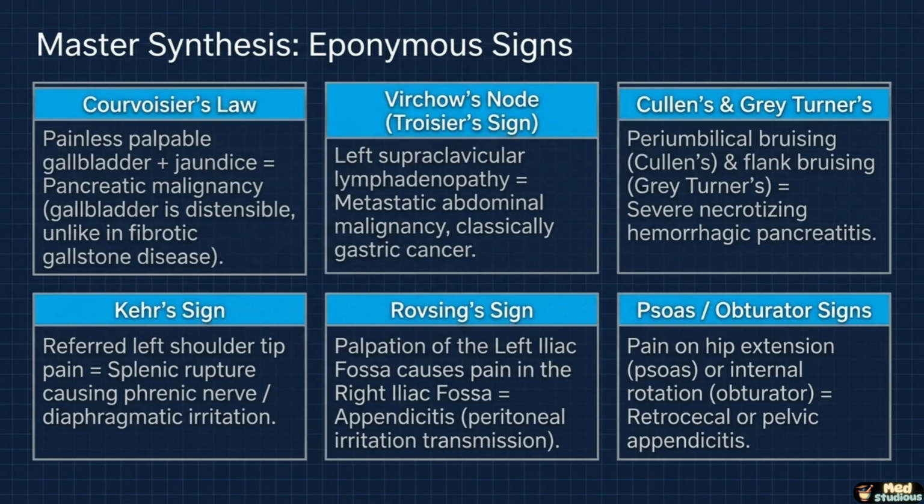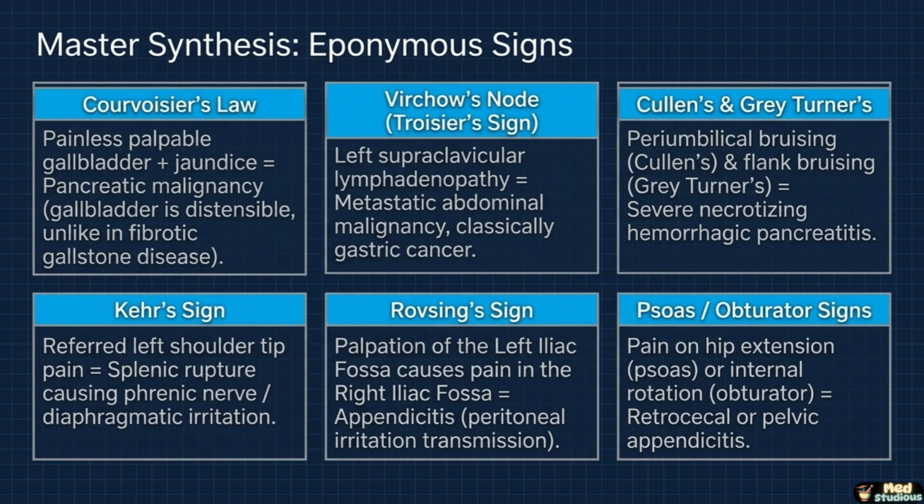Board exams are obsessed with eponymous signs, and building a mental flashcard deck of these is one of the highest yield things you can do before any GI-focused exam. Courvoisier's law states that a painless, palpable gallbladder in a jaundiced patient points away from gallstones and toward pancreatic malignancy, because chronic stone disease leaves a fibrotic, non-distensible gallbladder that simply can't enlarge, while a tumor obstructing the bile duct allows the previously healthy gallbladder to distend freely.